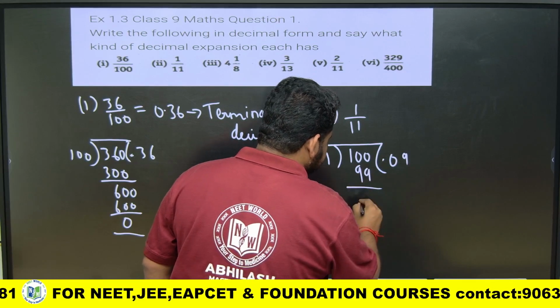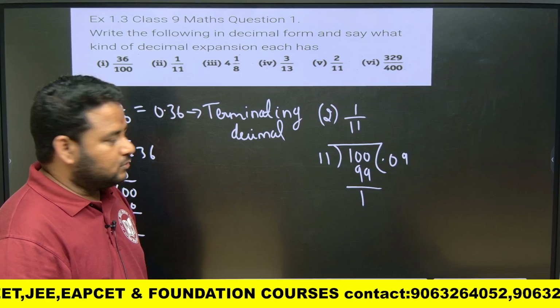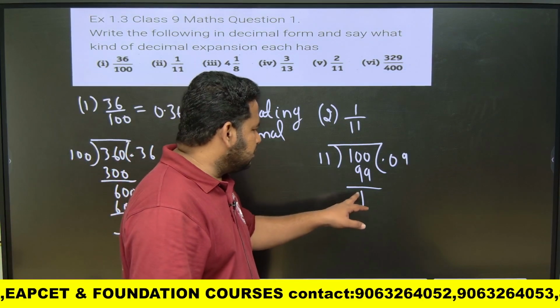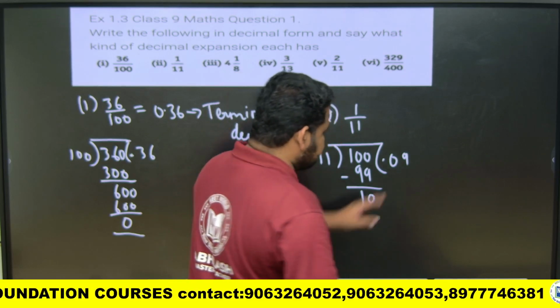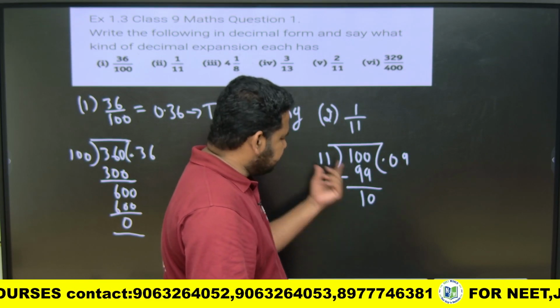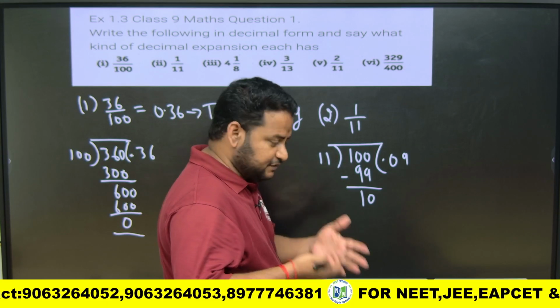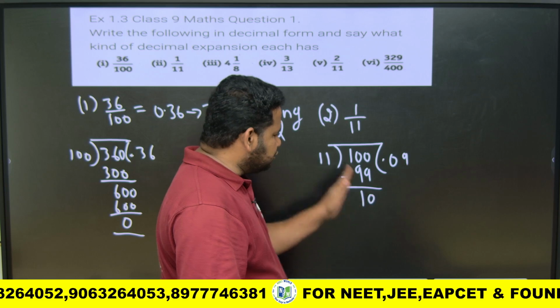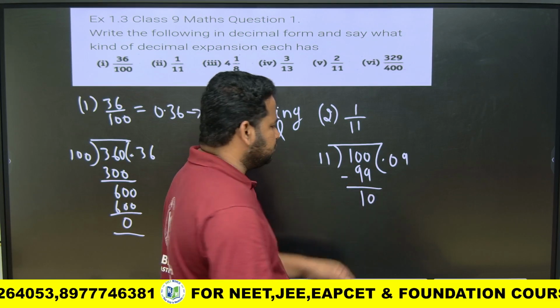What did I get here, friends? I got 1. Okay, 1 is the remainder I have. Now I will put 0 again. But again 10 and 11. 10 is less than 11. By the basic definition of division, you know that the dividend should be greater than the divisor. So to make that happen, I should put 0 again.